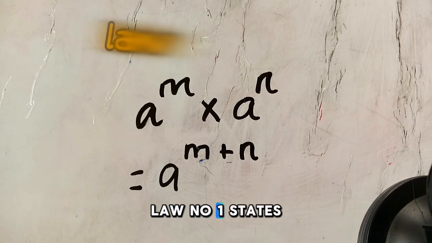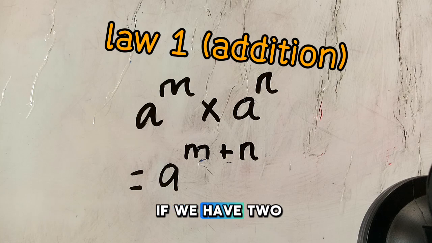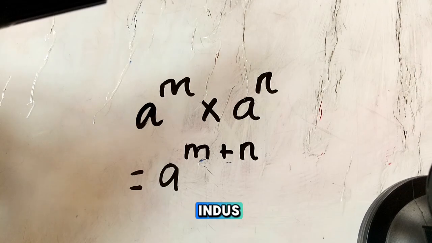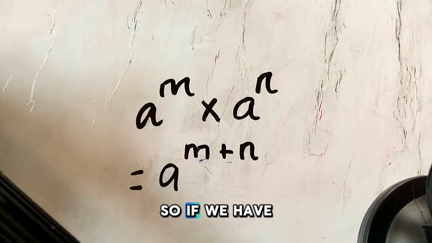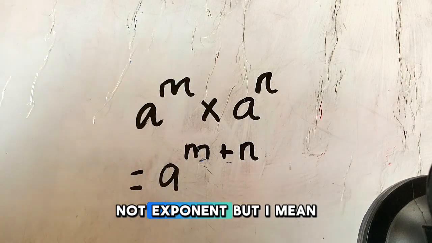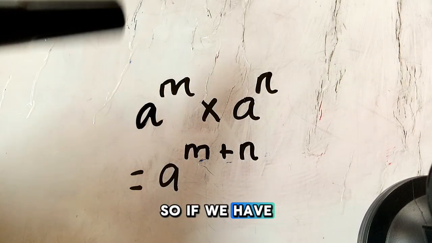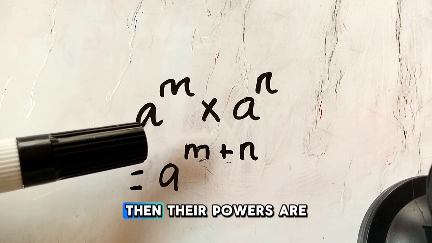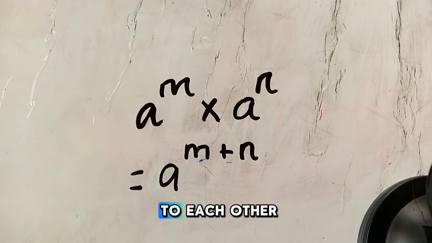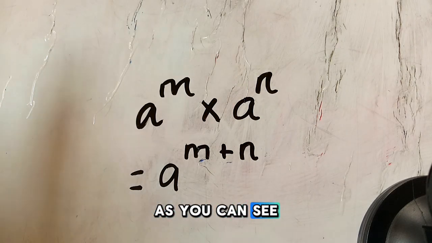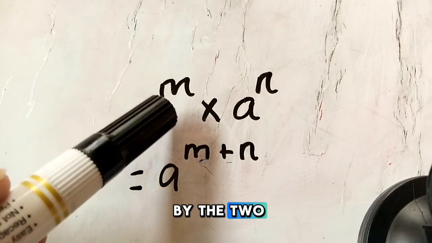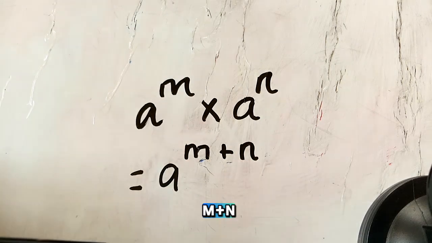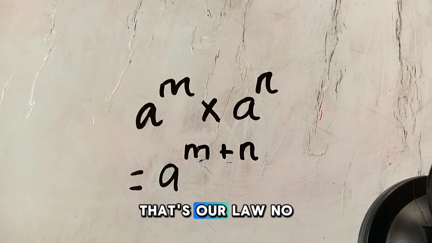Law number 1 states that if we have two exponents, an exponent is the same as the index. So if we have two indices which have the same base, then their powers are going to be added to each other. As you can see here, if they're being multiplied, the powers are being added. So it's going to be a to the power m plus n. That's our law number 1.